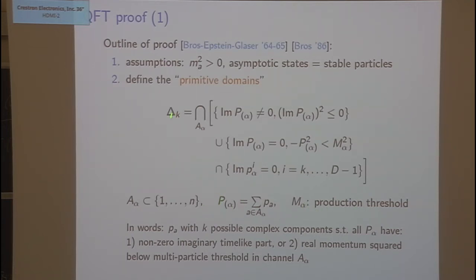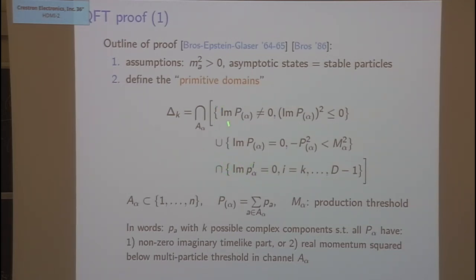Now from this, we consider this set of domains, where you consider all the possible subsets of integers, and you have 3 different conditions. Let's start with the last one, which is the simplest. The last one tells you how many of the components of the momenta can be complex. If k is 2, for example, you can just have the time and one spatial component be complex. If k is d, all the components can be complex. So here it's really just a restriction on which momenta are complex and which ones are real.